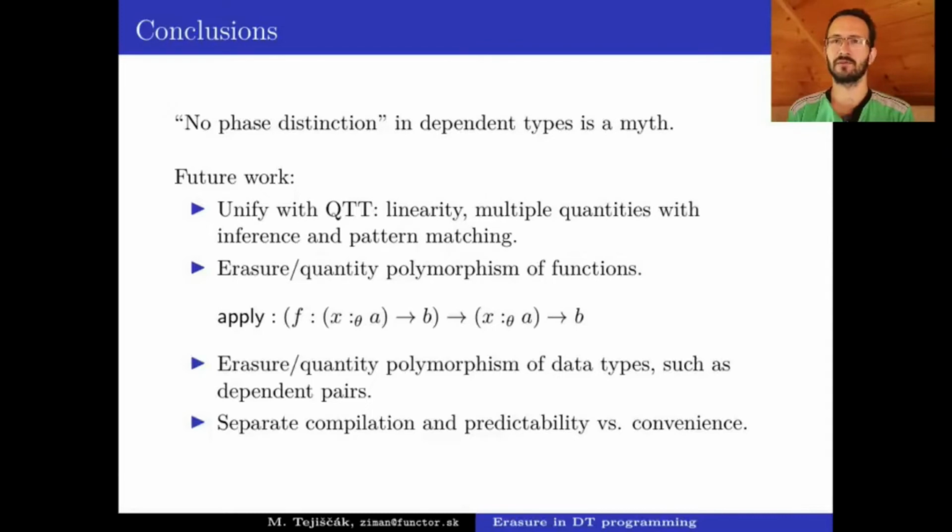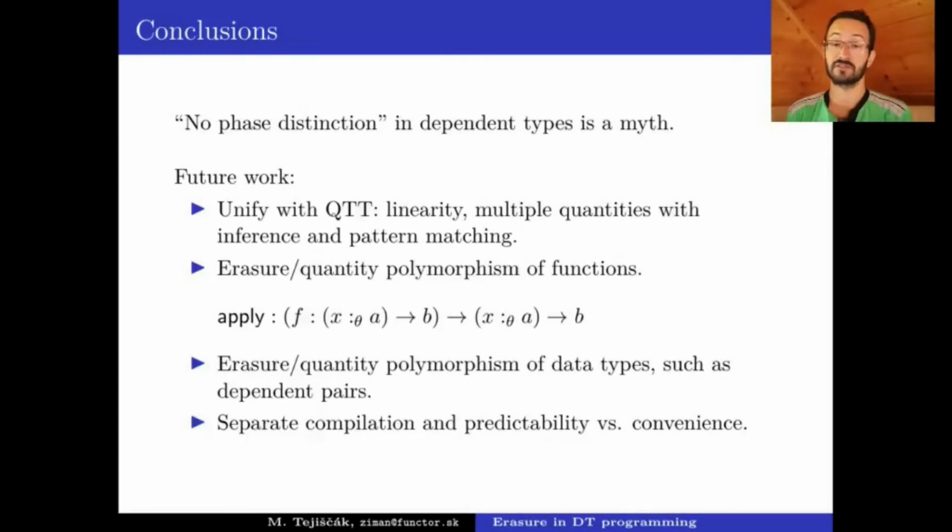Given that we've shown that we can distinguish between compile time only information and runtime information automatically, we have shown that the commonly claimed lack of phase distinction in dependently typed programs is a myth. And it's true that the phase distinction no longer lines up with the distinction between terms and types, between implicit and explicit, but it's there and we can make use of it.